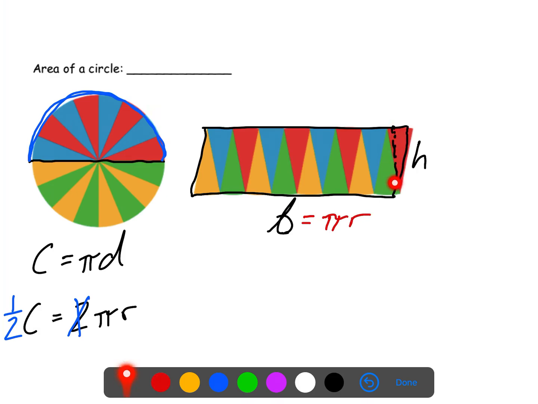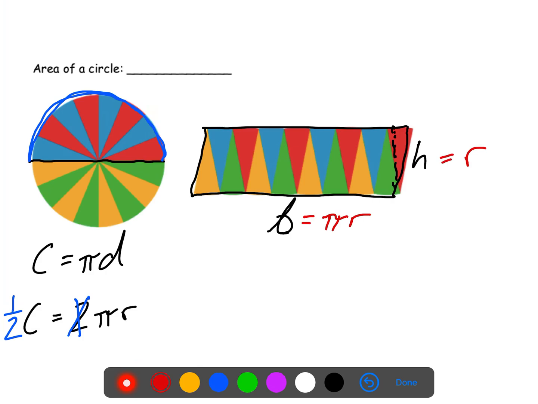Now let's look at the height of this figure, the width of this figure. It goes from the tip of the slice to the center of the edge here. Now if we look here on our circle, that would be the radius of the circle. So the height of this figure is equal to the radius.